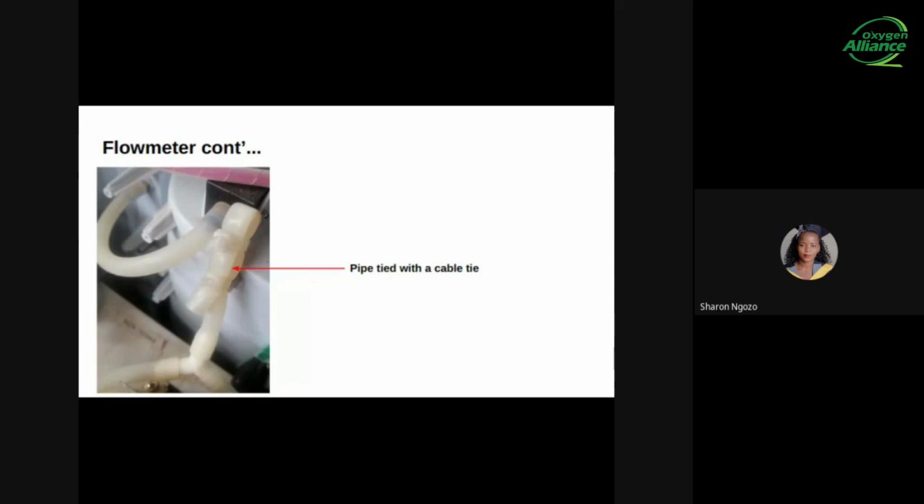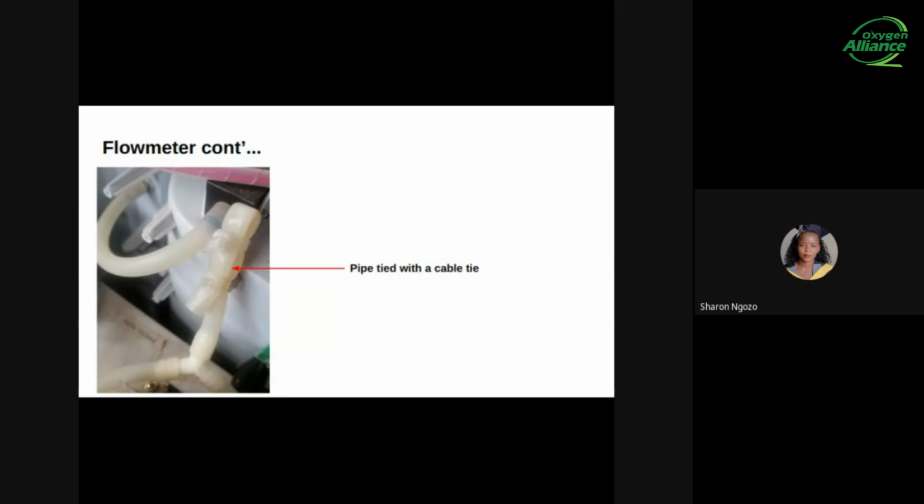So as you can see on the graphics, we have a photo that is showing a pipe. So this is a J5 concentrator that has 2 flow meters. So one flow meter was damaged. So all we had to do is open it up and tie the pipe that is providing oxygen to the damaged flow meter. So this will help because it will prevent oxygen from being wasted through that damaged flow meter. So when the new flow meter is purchased, the cable tie can be removed and the pipe connected back to the flow meter. And now the concentrator will be in perfect condition.